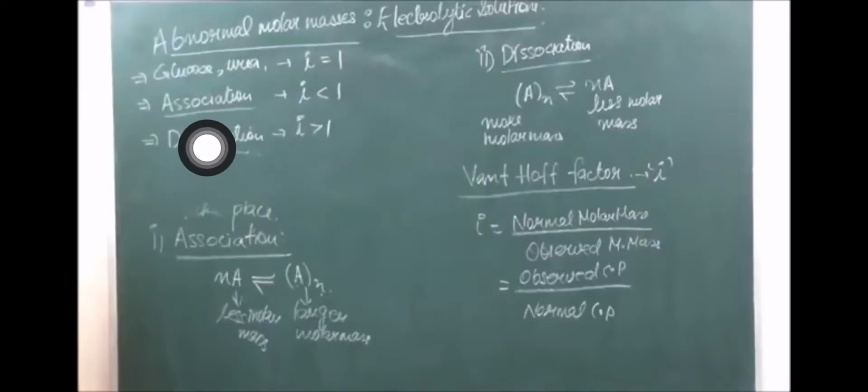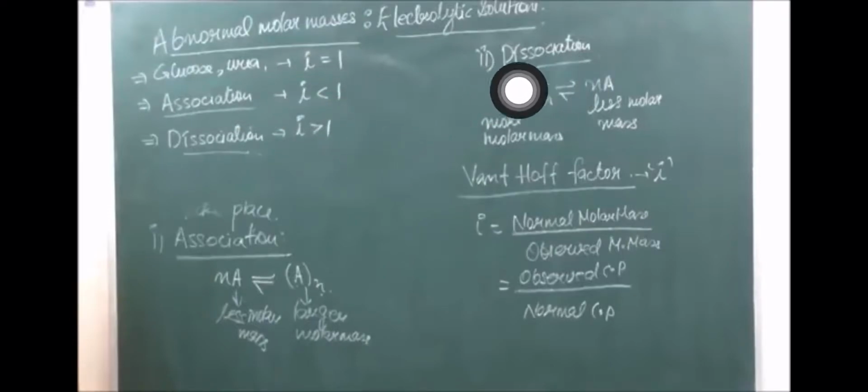That is, for association, i will be less than 1. Why will it be less than 1? Because the greater amount is below, right? Here we are observing, this one is the observed mass, right? So it is below, right? So definitely, if the greater amount is below, the value of i will be less than 1.